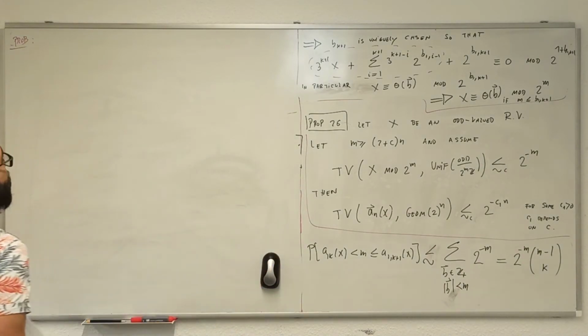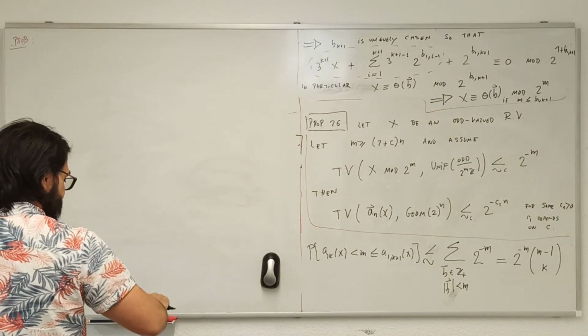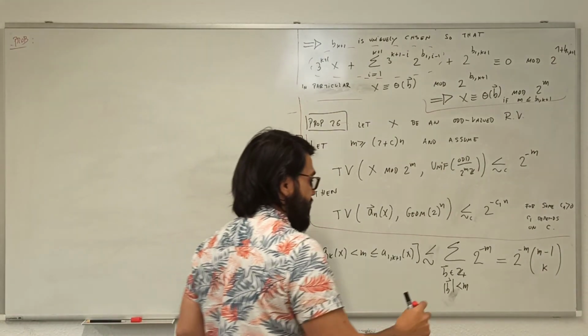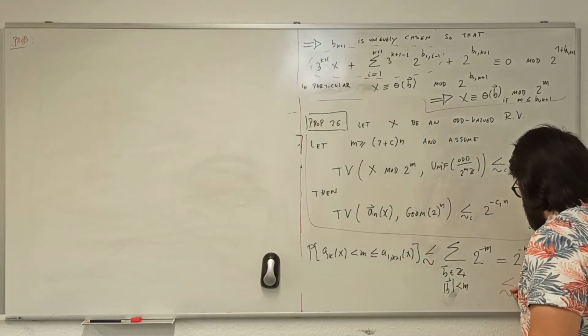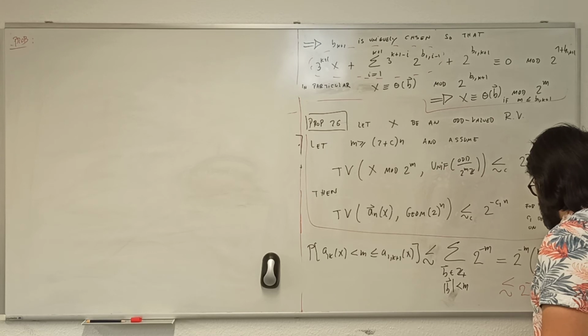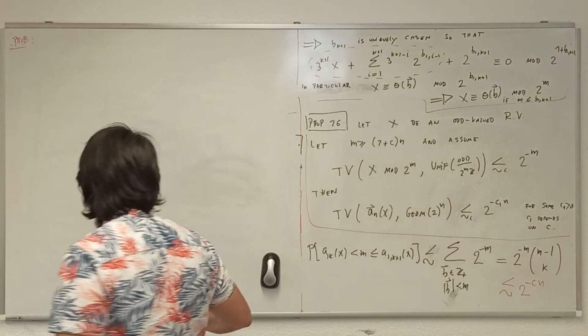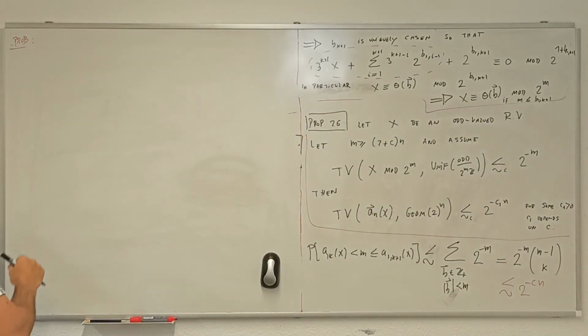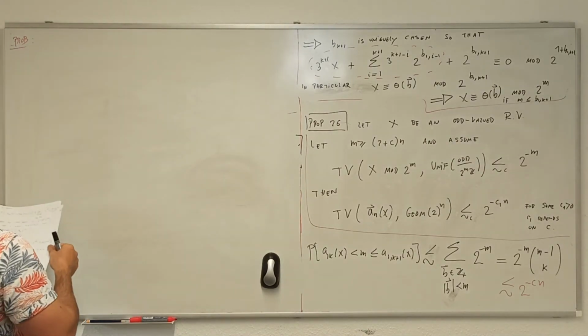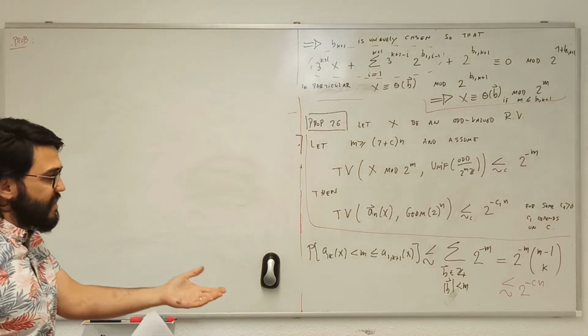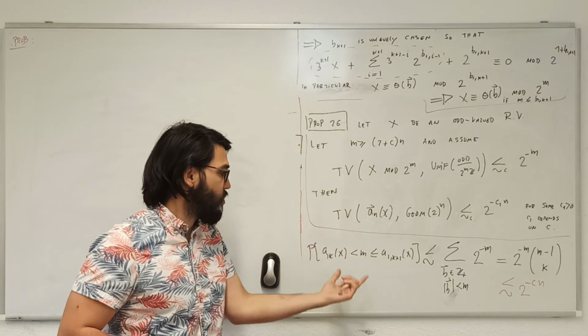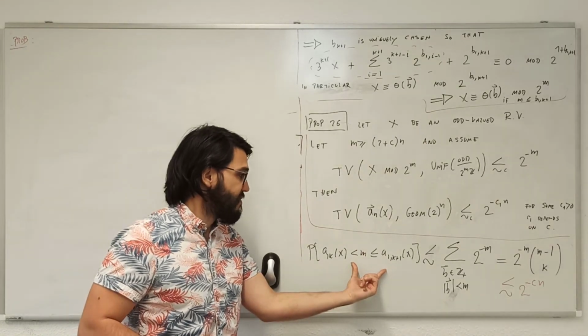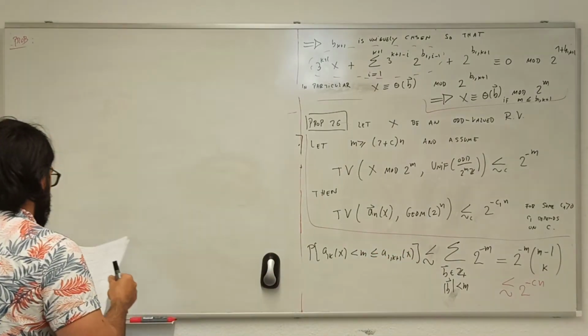To finish, I want to sum that. My claim is that this is less than 2^{-cn}, and that will finish the claim of step 1. Because that was exactly my claim: we showed that to prove the claim we only need to estimate this, and this proves the claim.